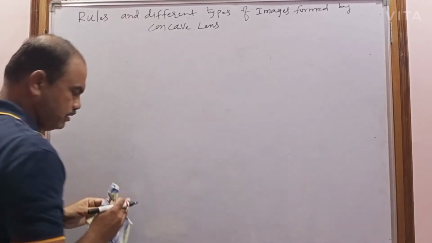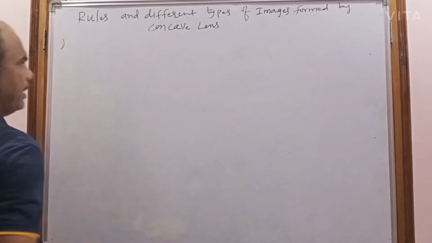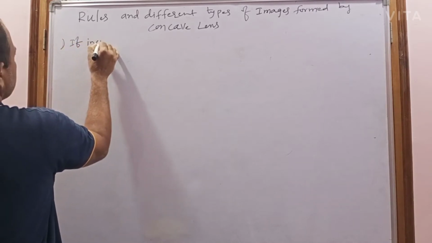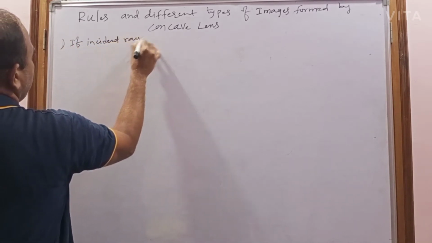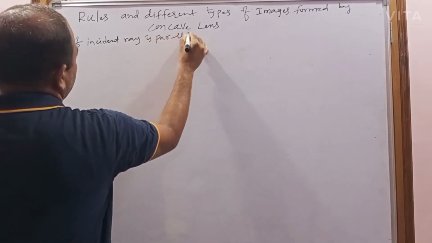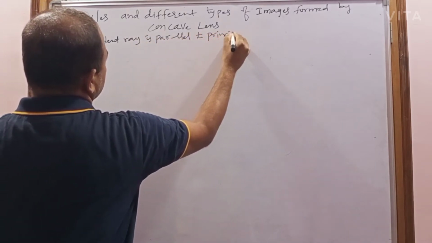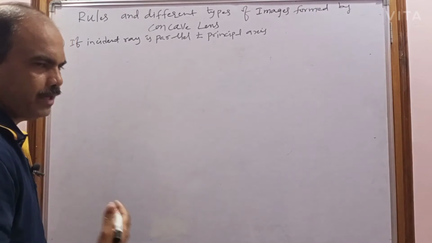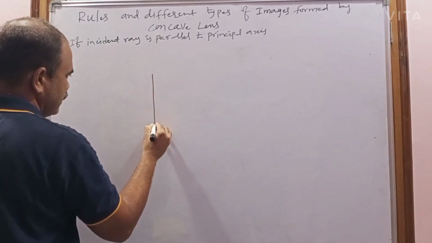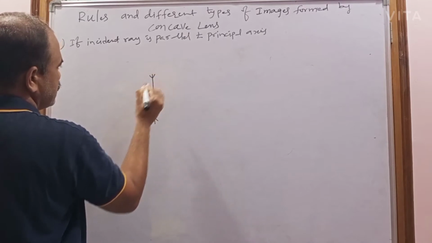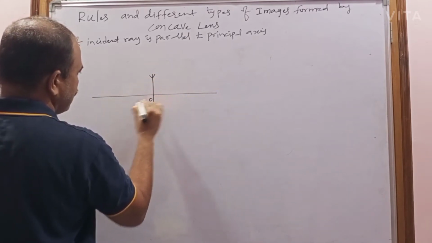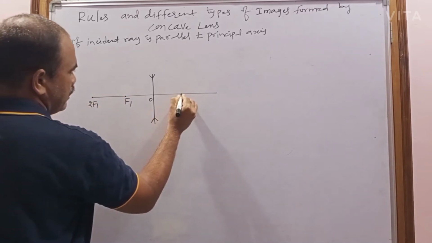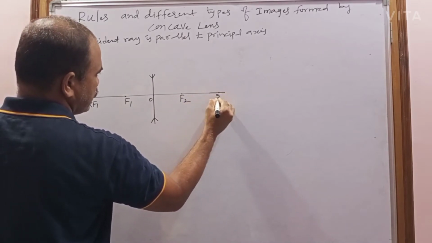There are three rules. The first rule is: if the incident ray is parallel to the principal axis, what happens after refraction? I am going to explain. Consider this is the concave lens, this is the principal axis and this is the optic center. This is the first principal focus F1 and this is 2F1, and this is the second principal focus F2 and this is 2F2.